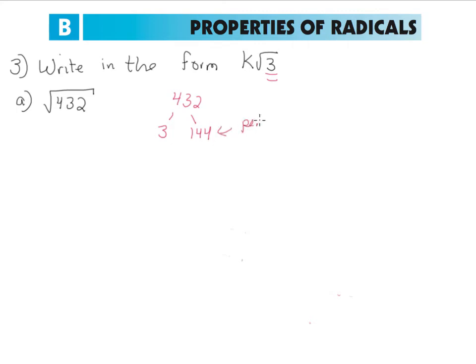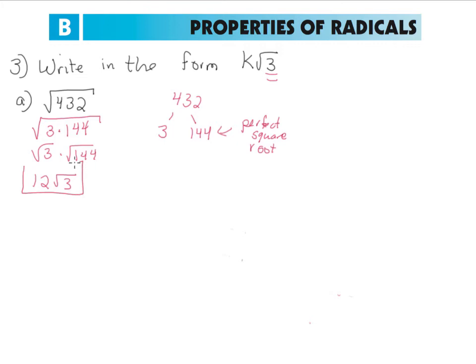As soon as you recognize a perfect square, you can stop doing your factor tree. I happen to know that 144 is 12 squared. So I can rewrite this now as 3 times 144, which is the same as the square root of 3 times the square root of 144. The square root of 3 is still the square root of 3, but the square root of 144 is 12. And I write this as 12 the square root of 3. Notice because it says k, the square root of 3 form, I need to write my whole number in front of the radical. Let's try another one.